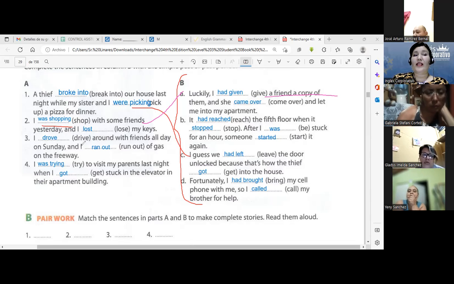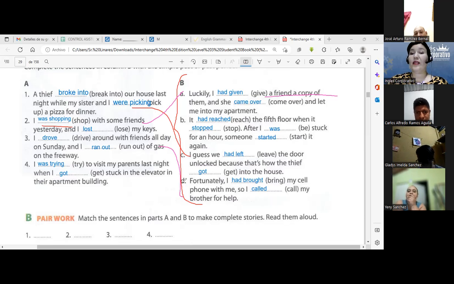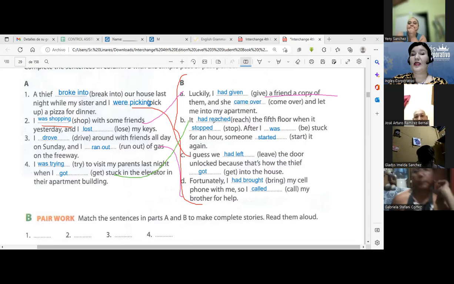I drove around with friends all day on Sunday and I ran out of gas on the freeway. Letter D, right? Very good. Fortunately, I had brought my cell phone with me, so I called my brother. And the last one. I was trying to visit my parents last night when I got stuck in the elevator in their apartment building. Letter B, right? It had reached the fifth floor when it stopped. After I was stuck for an hour, someone started it again.